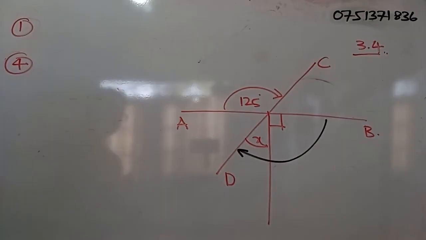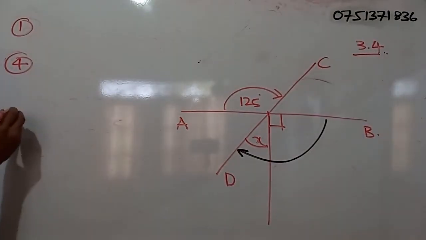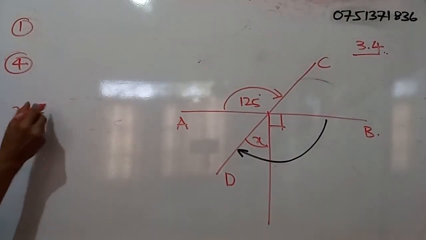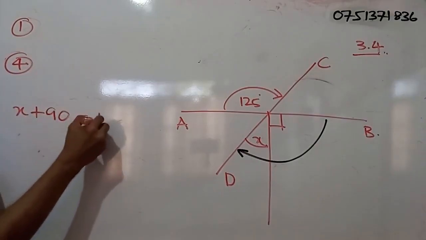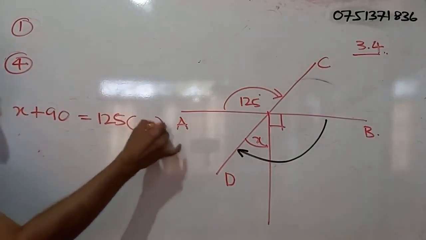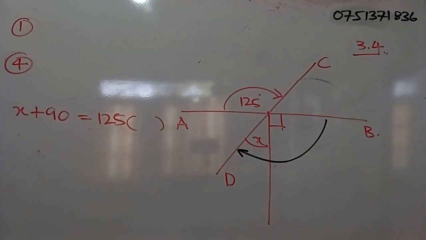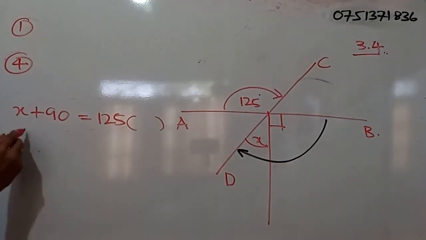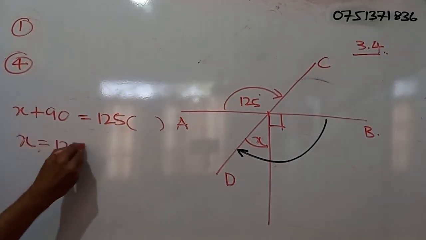So if you take a look, this angle and this complete angle are what? Vertically opposite angles, right? So we can write x plus 90, that is 125. Within brackets you have to always write the reason, your reasoning, right? Vertically opposite angles.